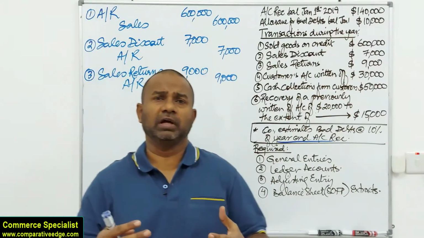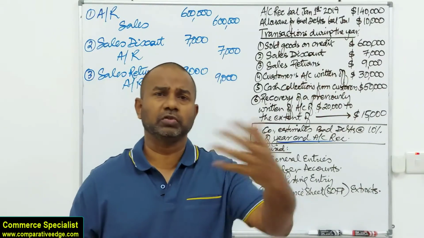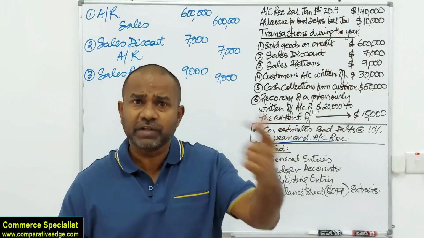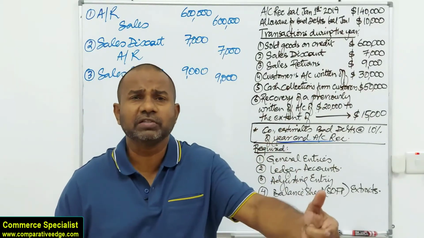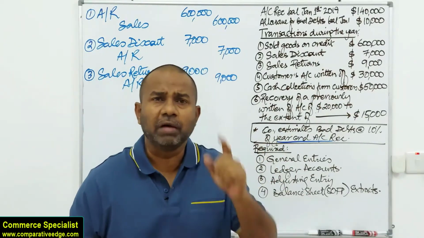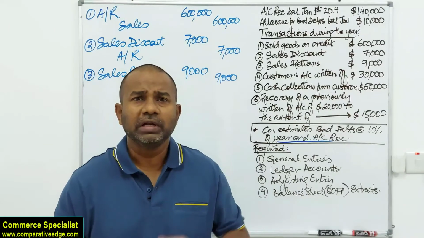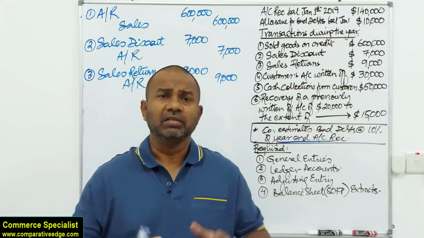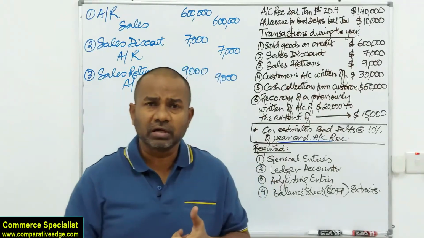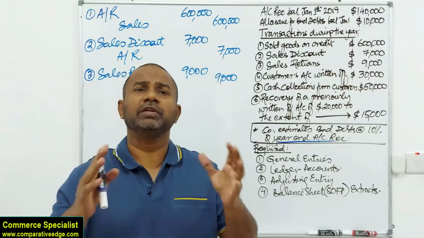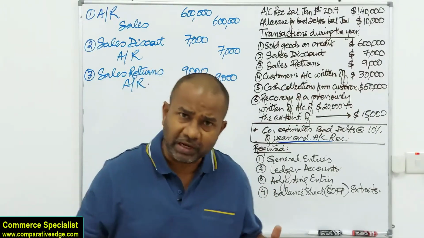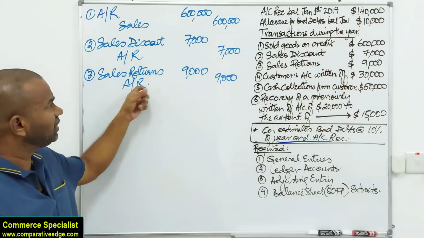Obviously, if I've sold goods worth 10,000 to customer A, I have to receive 10,000. But if customer A has returned goods worth 2,000, how much do I have to receive now? 10 minus 2, 8,000. Therefore, sales return or return inwards always reduces our receivable. Receivable being an asset, a decrease in an asset is a credit, I have credited it.